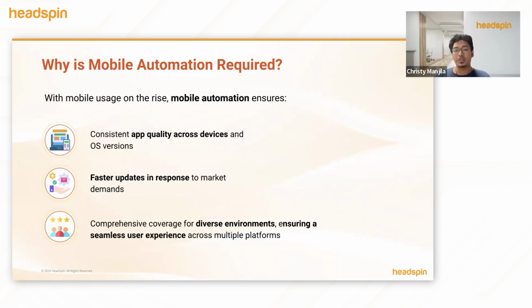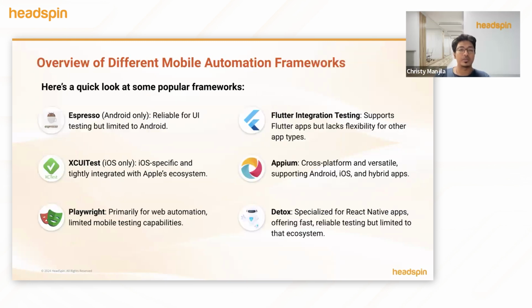So that's where mobile automation comes in. You do your test case or a similar test case on all the variety of devices that you have, and then you ensure that the app actually works. This is where mobile automation comes in.